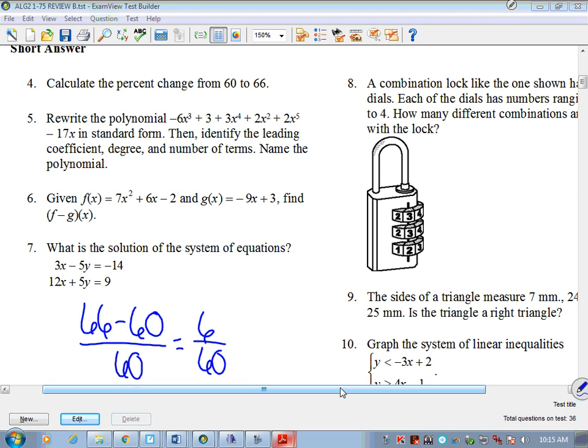What's that? 0.1. Okay. What is 0.1 as a percent? 10%. All right, somebody scroll down to the bottom and find the answer to question number 4. What's that? Increase of 10%. Right, because we're going from 60 to 66, so 10% increase.